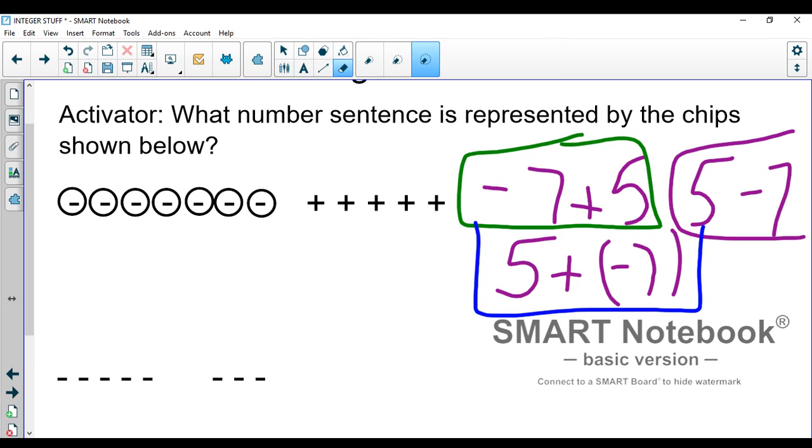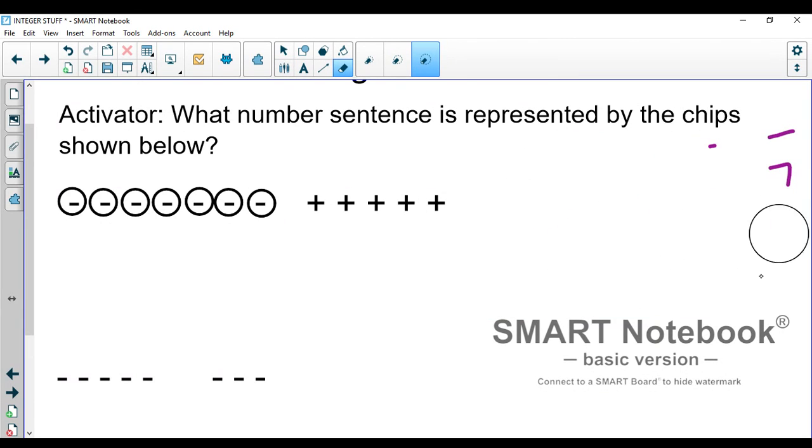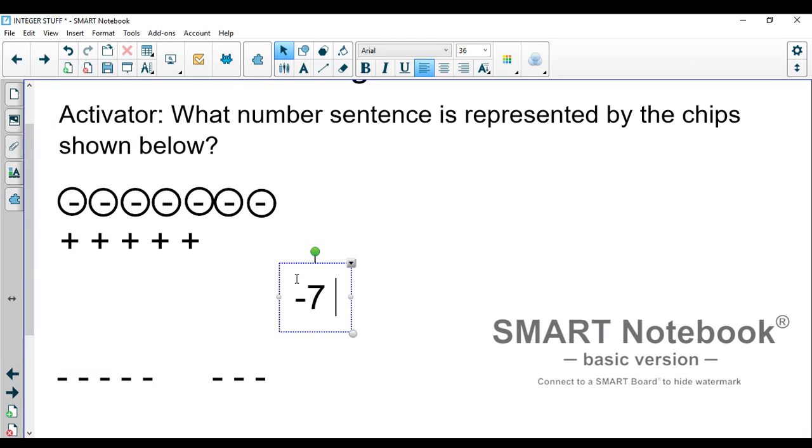So the key to solving these is we're going to form zero pairs because every one positive and one negative cancel each other out. So when I look at this first group here, I see that there are more negatives, so my answer is going to be a negative. To see what my actual answer is, I'm going to line them up because now I can form zero pairs. So remember, the original problem here was negative 7 plus 5. We're going to see what that's actually worth.